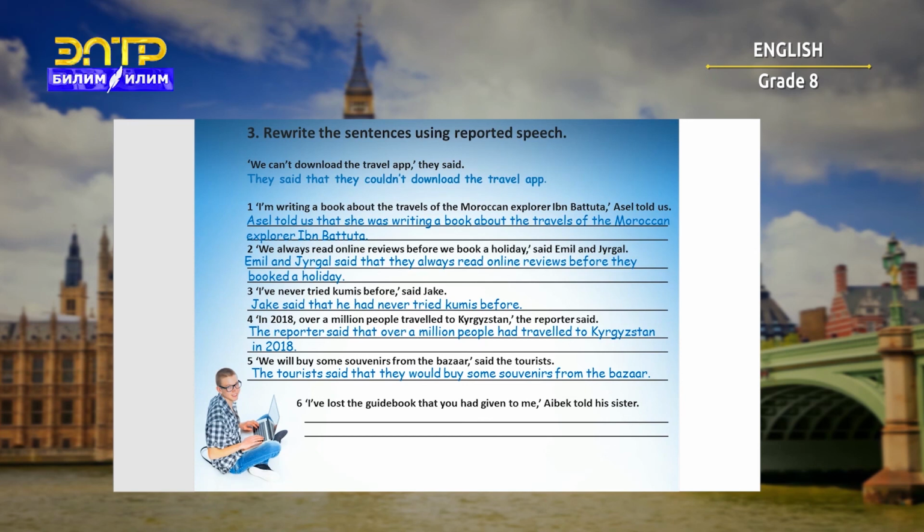And the last sentence, sentence number 6. I've lost the guidebook that you had given to me, Aybek told his sister. What did Aybek tell his sister? Aybek told his sister that he had lost the guidebook that she had given to him. Well done!